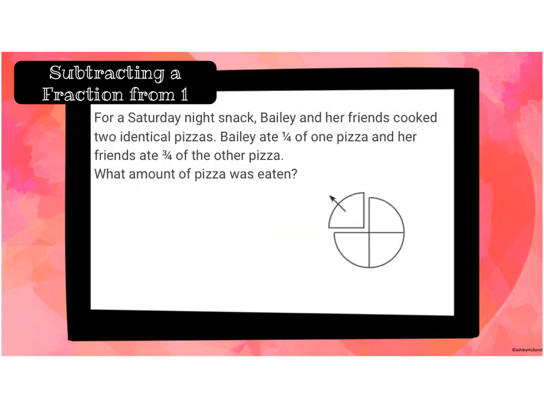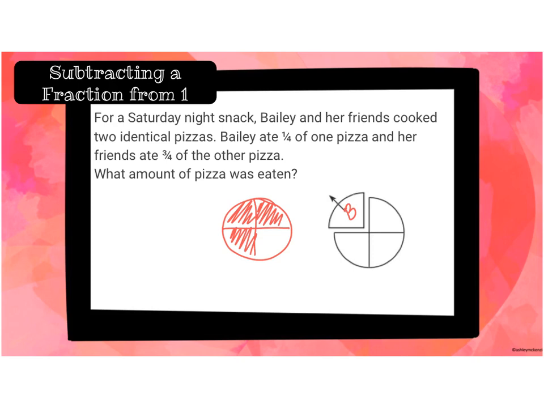Look at a problem. For a Saturday night snack, Bailey and her friends cooked 2 identical pizzas. Bailey ate 1/4 of 1 pizza. Okay, this is Bailey right here. She ate 1/4 of 1 pizza, and her friends ate 3/4 of the other pizza. What amount of pizza was eaten? 1 whole pizza.